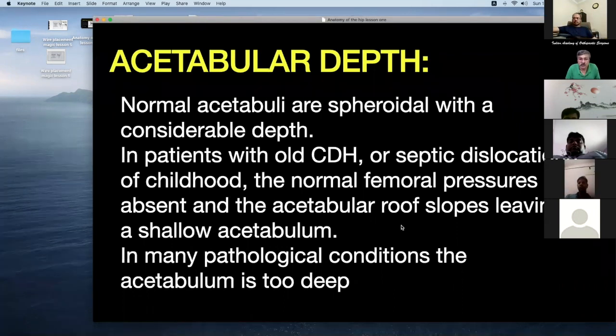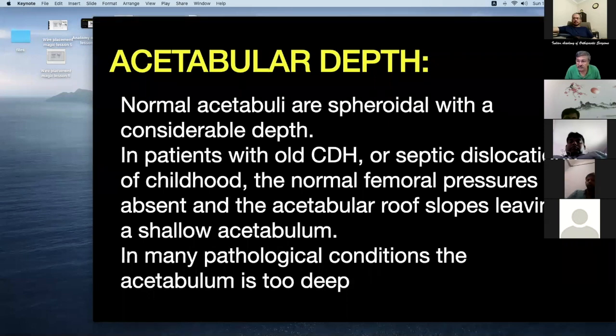So normal acetabuli are spheroidal with a considerable depth. In patients with old CDH or septic dislocations of childhood, the normal femoral pressures are absent and the acetabular roof slopes, leaving a shallow acetabulum. In many pathological conditions like osteoporosis and rheumatoid arthritis, the acetabulum is too deep.